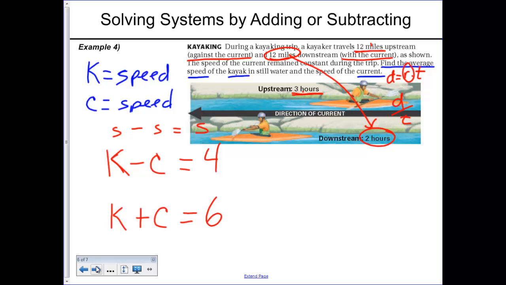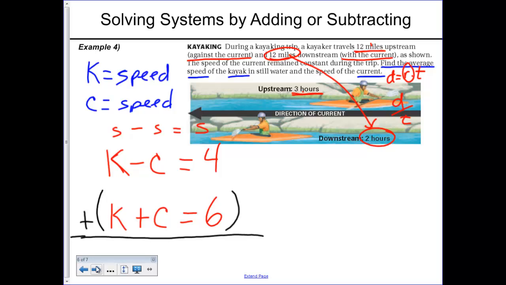Now they are asking for both the kayak speed and the current speed, so we have to solve for both K and C. K minus C and K plus C. I like the plus and the minus, so I'm going to cancel out the C's, and the way we get them to cancel out is to add.